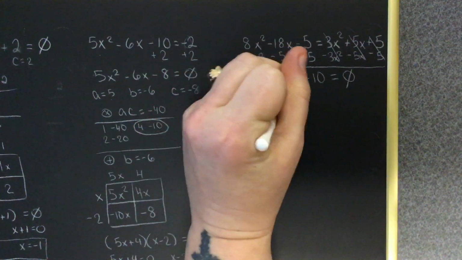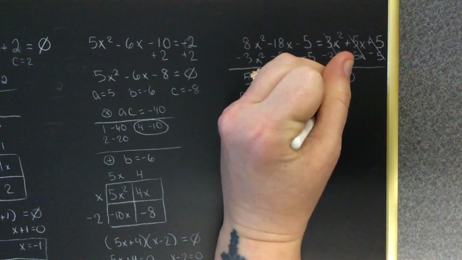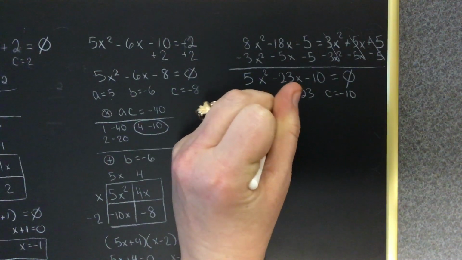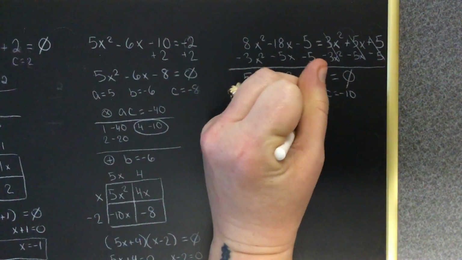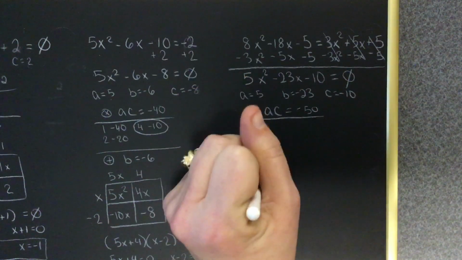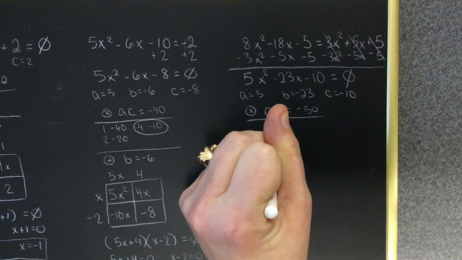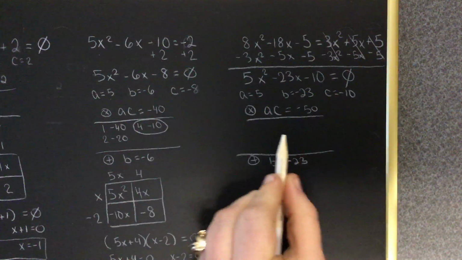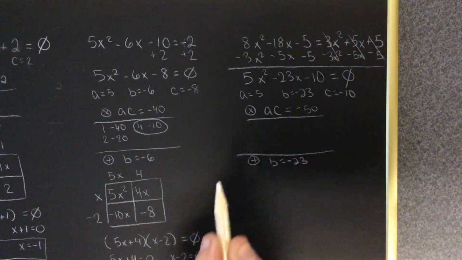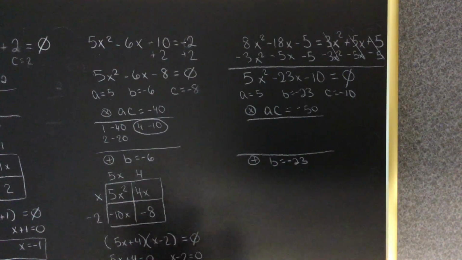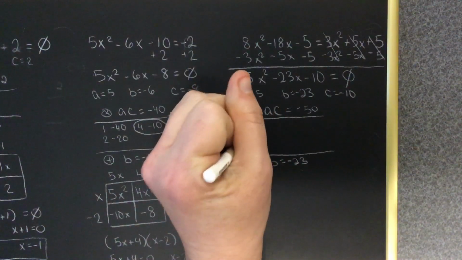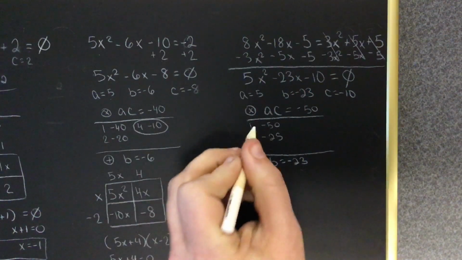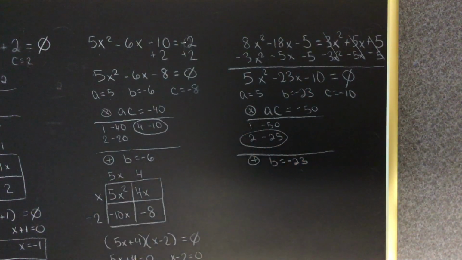A equals 5, B equals negative 23, C equals negative 10. So what multiplies to give us A times C, 5 times negative 10, but adds to give us B equals negative 23. So again, multiplying one positive and one negative to get a negative, and the bigger number will be negative so that we get a negative 23. So 1 and negative 50, 2 and negative 25, and we've already found the pair we need.